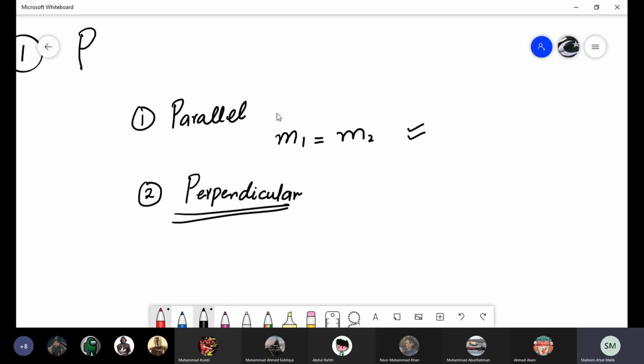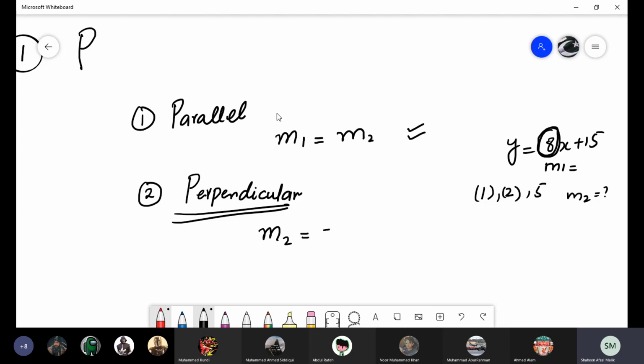Basically, the formula is m1 into m2 is equal to -1, but somewhere we use the reciprocal. So we use the reciprocal one in question 1, question 2 and question 5. When one line is given, let's suppose it can be any number, maybe it is 8x plus 15. So if the gradient of one line is already given to us, like we have the value of m1, we want to find out the value of m2. So we are using the formula that m2 is equal to the negative reciprocal of m1.